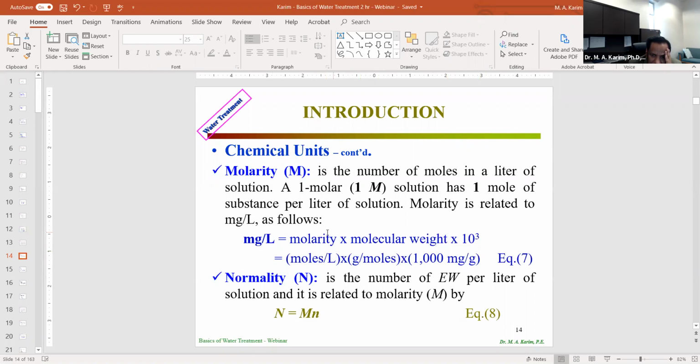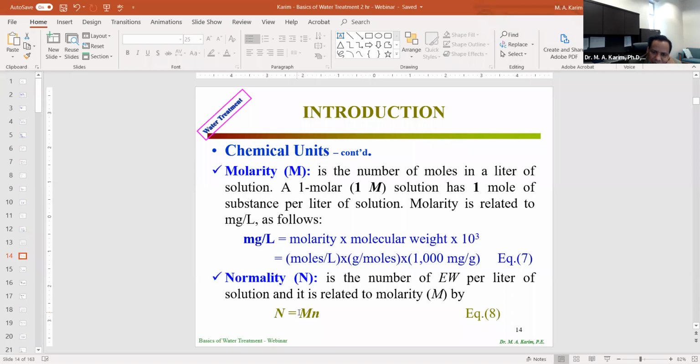So if I know the molarity, then I can multiply it by the molecular weight and 10 to the power 3 to get the milligram per liter. And from milligram per liter, molarity can be calculated easily. Milligram per liter divided by molecular weight divided by 1000 will give me the molarity. So that's how we can convert each other. And normality is the equivalent weight per liter of the solution, that I explained before.